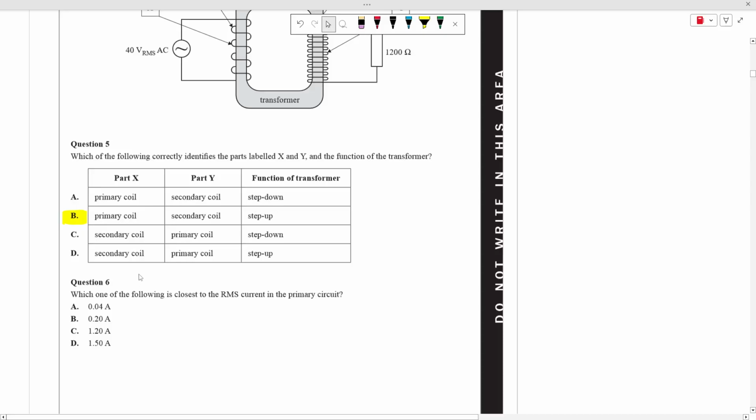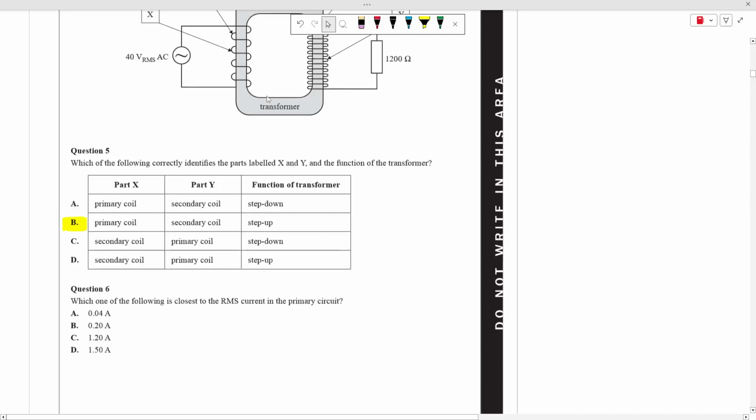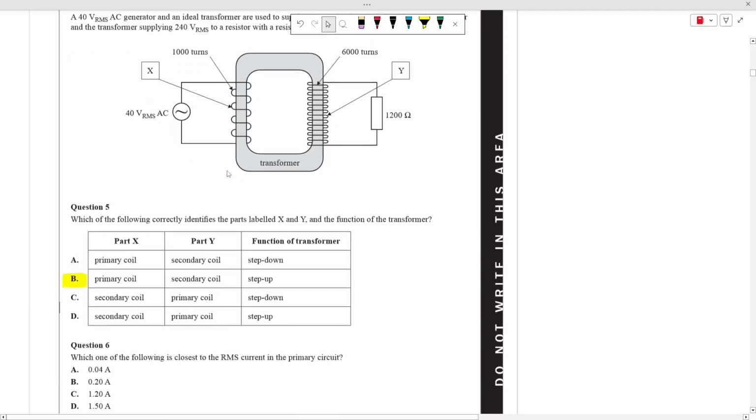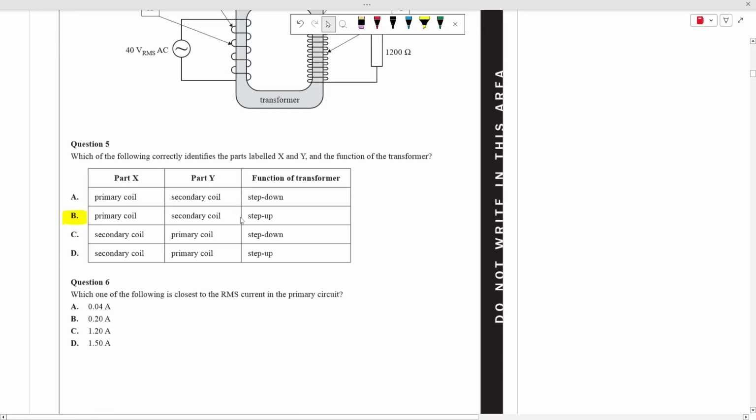Following on, question 6, which of the following is closest to the RMS current in the primary circuit? So the RMS current on this side. Okay, well, let's think about how we're going to answer this.